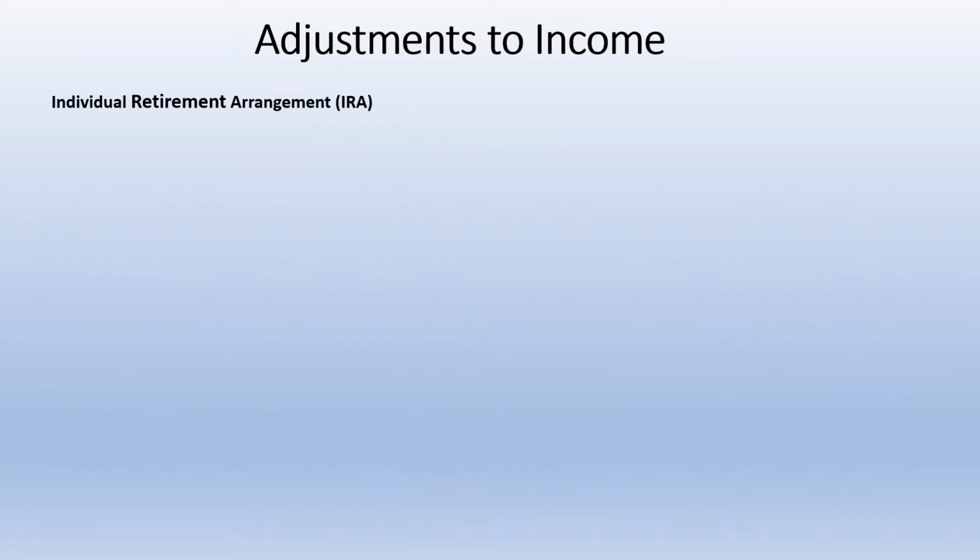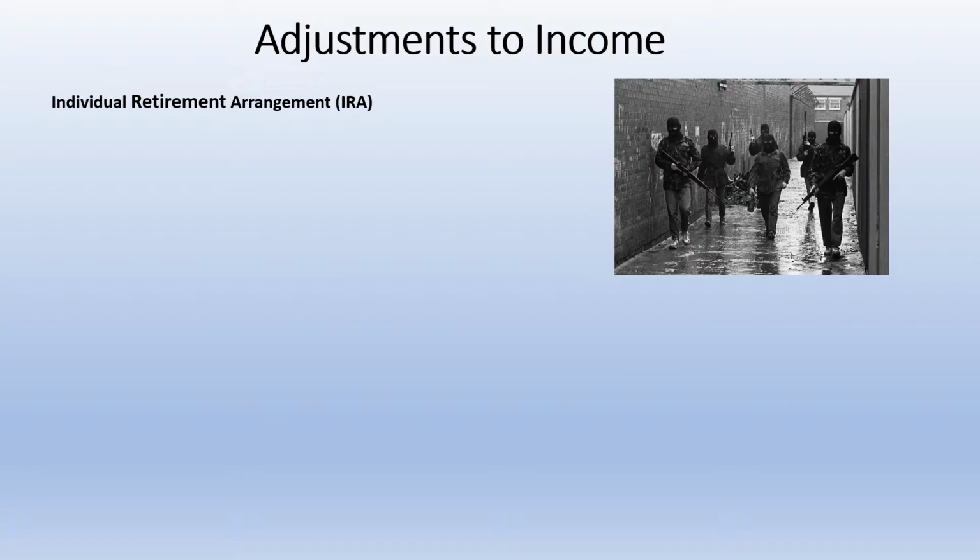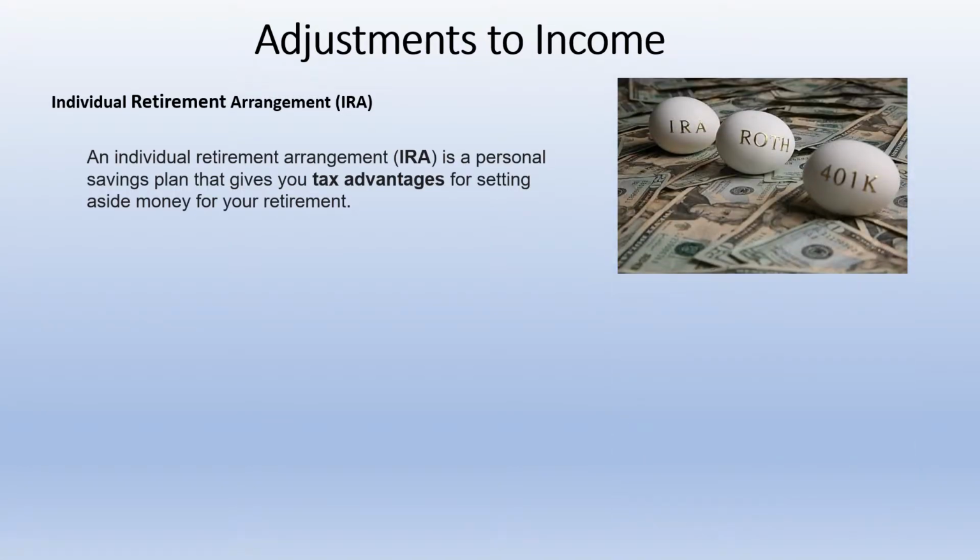Individual Retirement Arrangement, or IRA. No, not that type of IRA. An individual retirement arrangement, or IRA, is a personal savings plan that gives you tax advantages for setting aside money for your retirement. There are two types of IRAs.